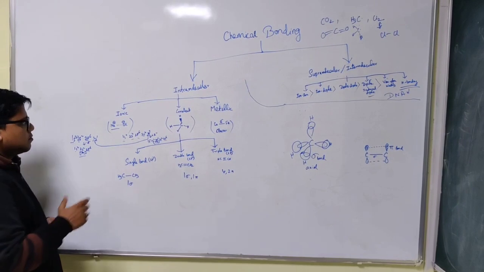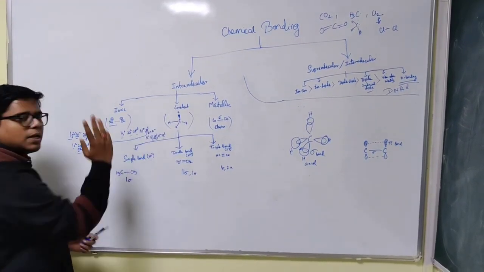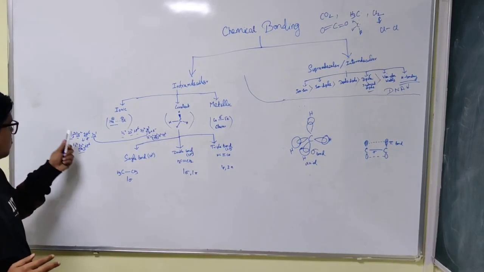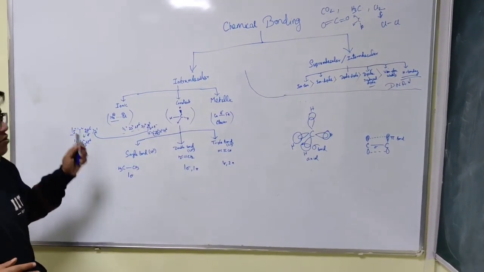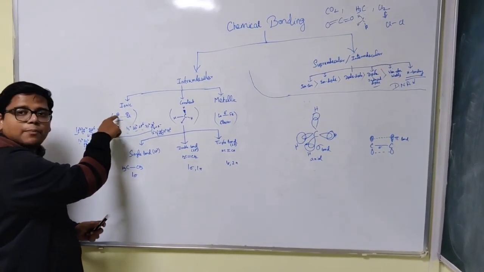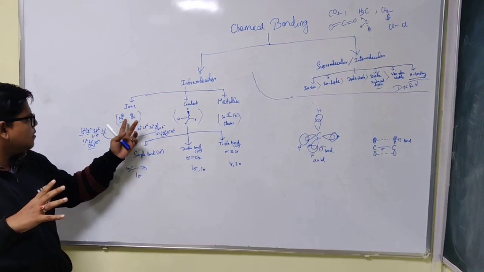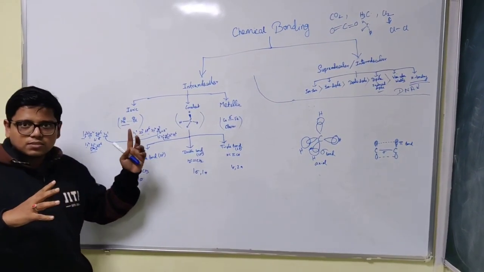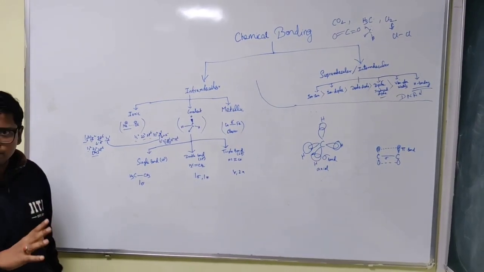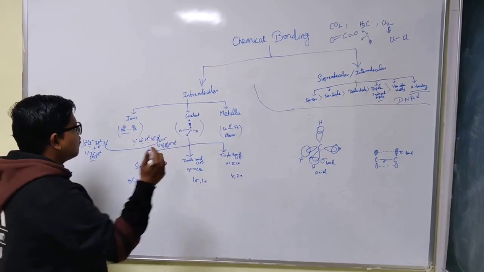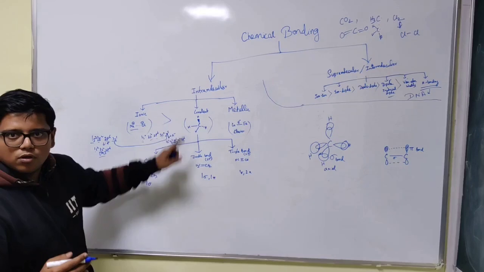So what happens? The 3s1 electron of sodium is donated to the 3p5 of chlorine. So they form Na plus and Cl minus, and the opposite charges of these species bring them closer and attach them. Energetically, it is more favored than, it is stronger than a covalent bond.